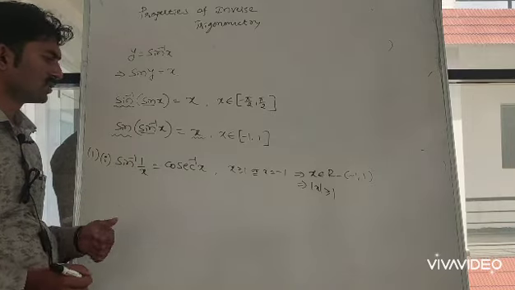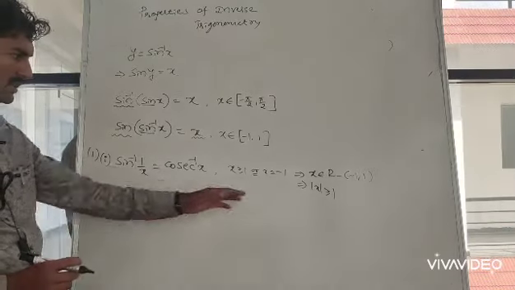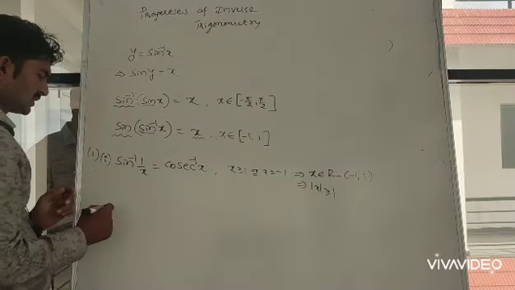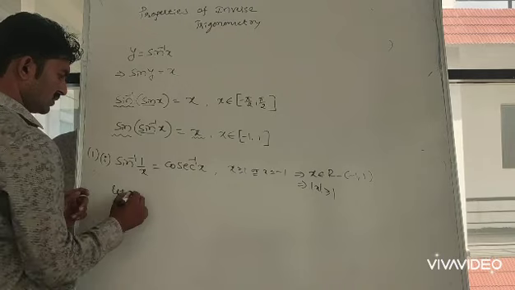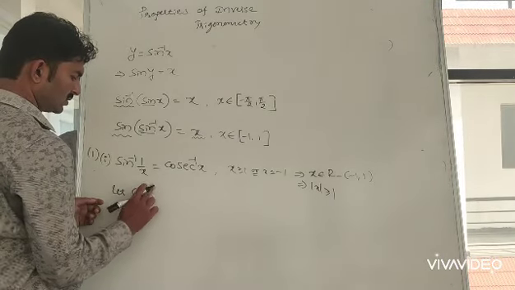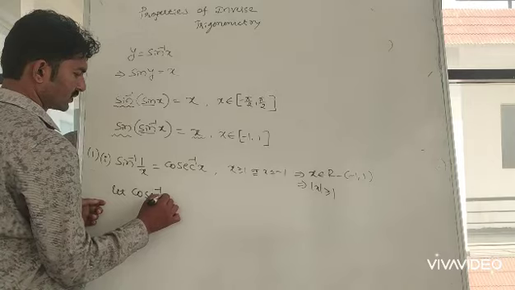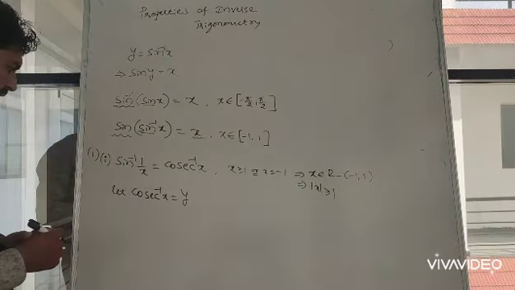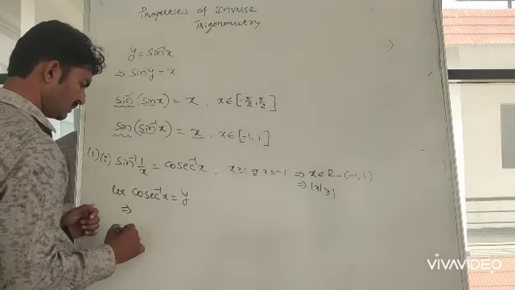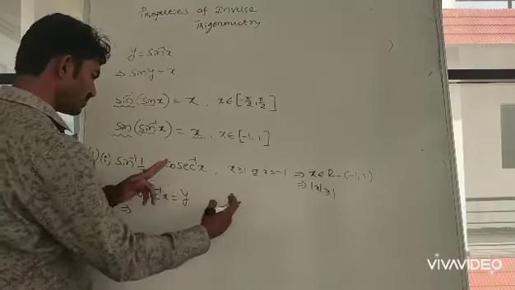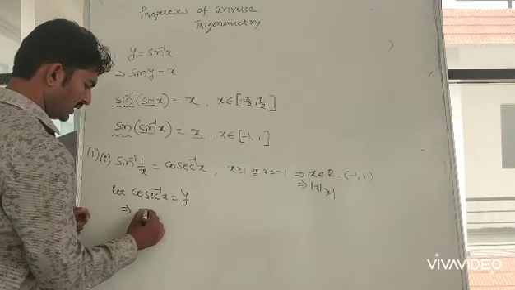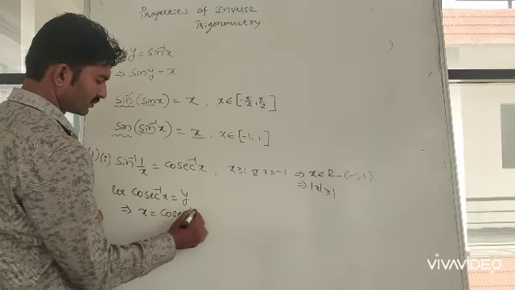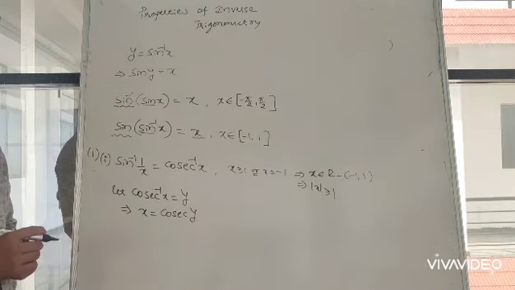Sin inverse of 1 by x is equal to cosec inverse of x when modulus of x is greater than or equal to 1. So let us consider, let cosec inverse of x be equal to y. We have considered that. Then which implies, take this cosec inverse to the right hand side, it will become x is equal to cosec y.